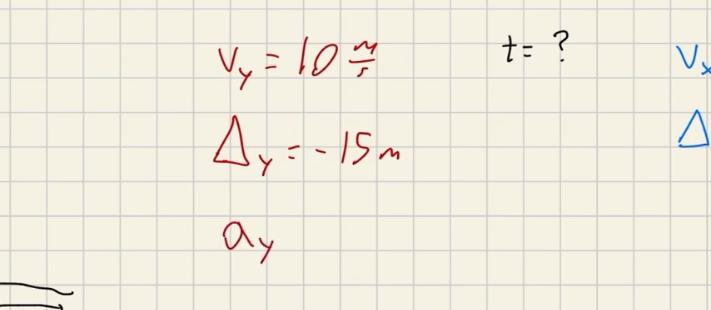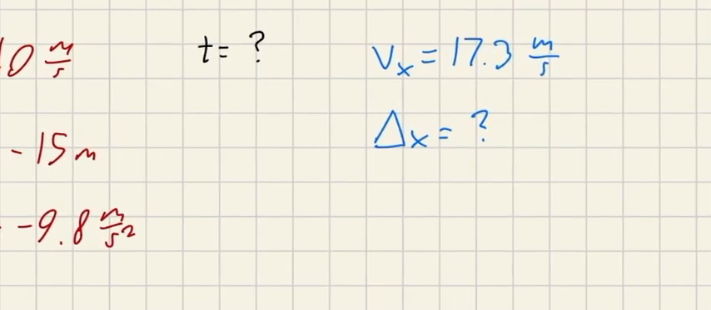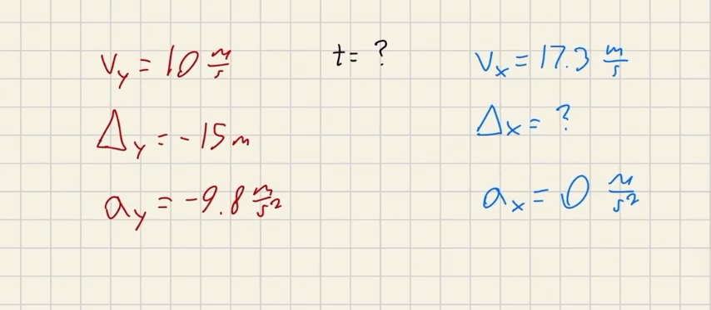Since this is a projectile motion problem, the acceleration in the y direction is just going to be negative 9.8 meters per second squared. In the x direction, since there are no forces acting on the ball throughout its flight, we have acceleration in the x direction equals 0 meters per second squared. Now that we have everything together, we can solve.